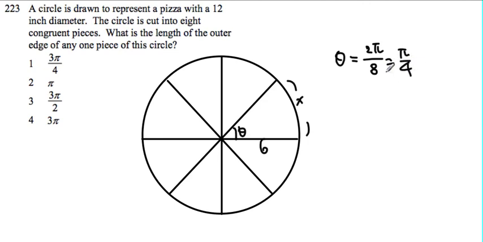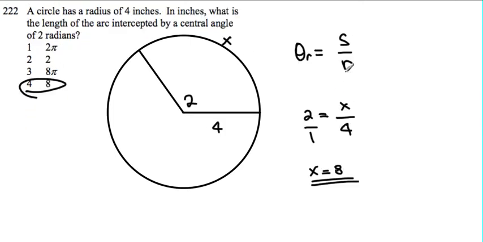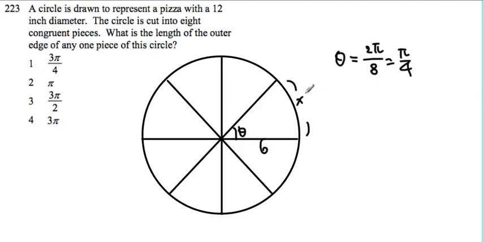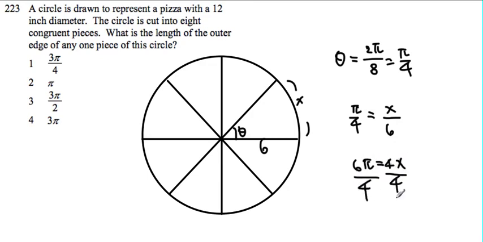That's the radian measure. If you use the formula which we talked about in an earlier question, then we get pi over 4 must be equal to x over 6, where x is the length of the arc and 6 is the radius. Cross multiply, we get 6 pi equals 4x, and divide by 4, x must be equal to 3 pi over 2, and therefore choice 3 becomes our answer.